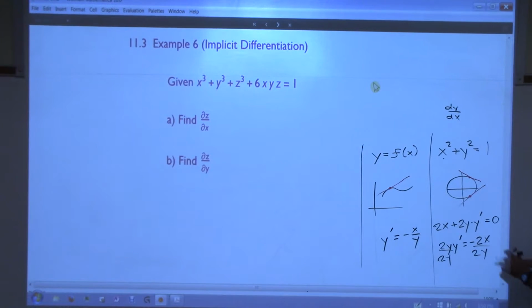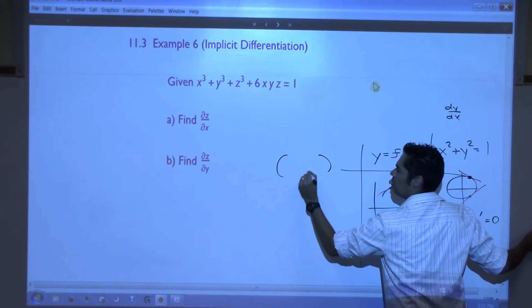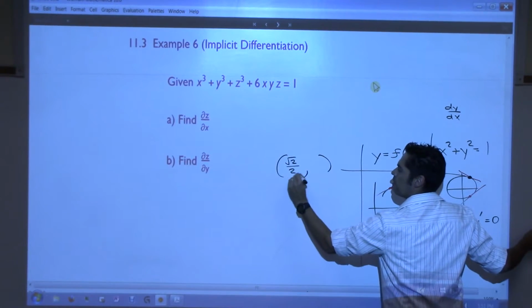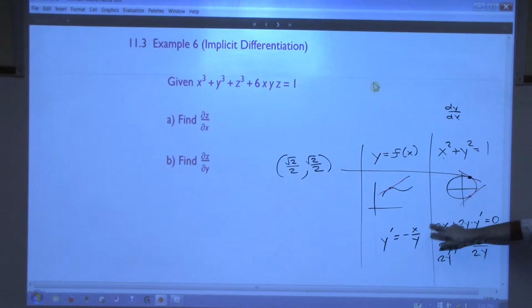And so if you tell me the x and y coordinate, like someone tell me the x and y coordinate at that point. What's the x and y coordinate at that point if this is the unit circle? What's that point right there? Unit circle. Root 2 over 2, root 2 over 2, right? Yes? Plug those in to here, and what do you get? Root 2 over 2, root 2 over 2. What do you get? Negative 1. That's the slope of that line, right?